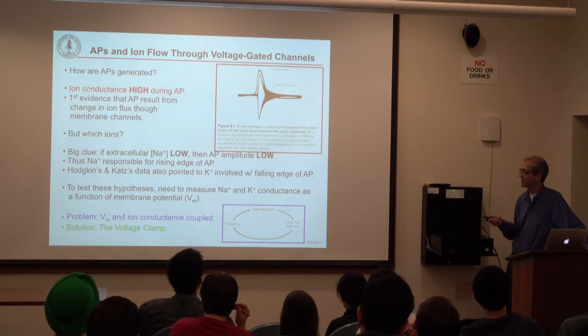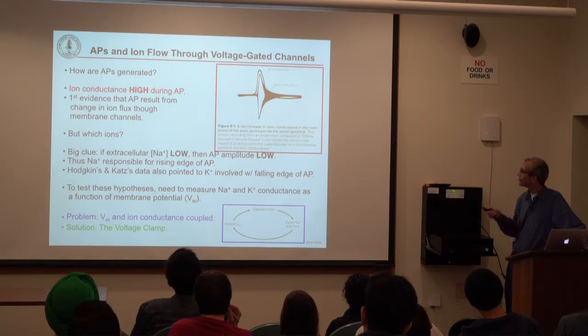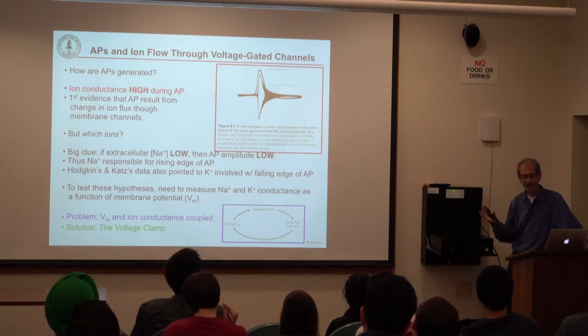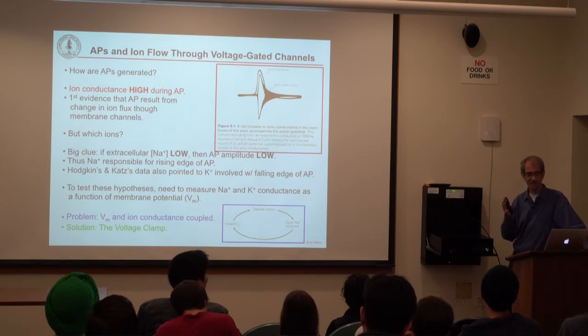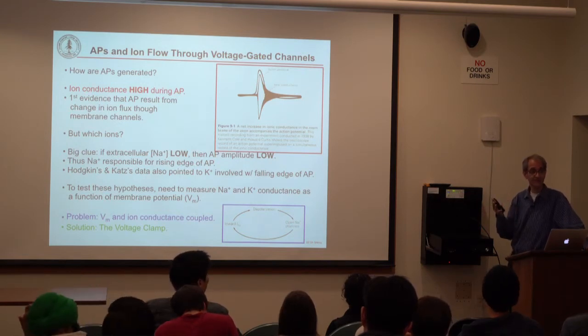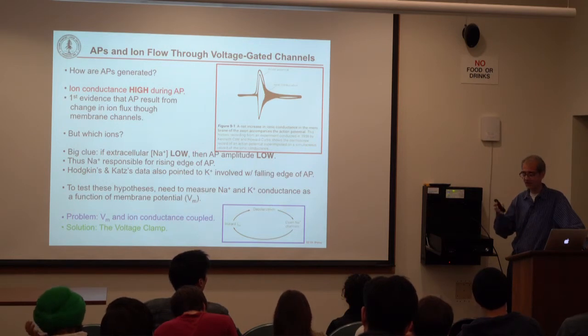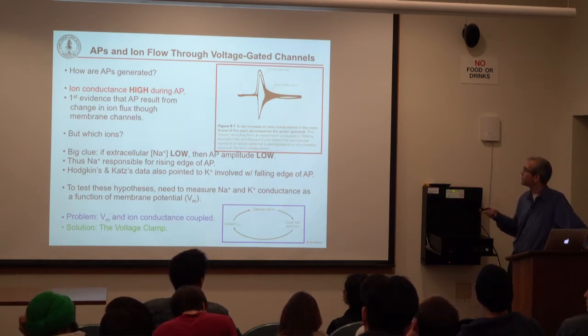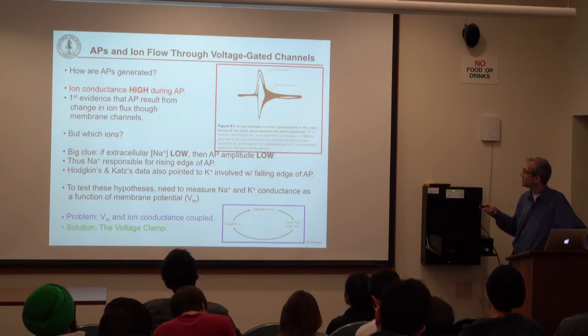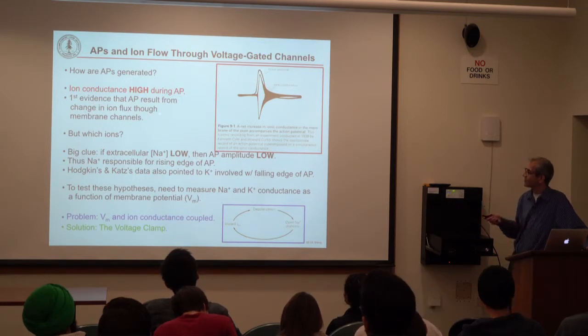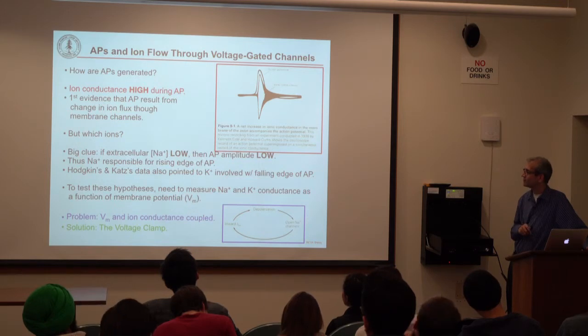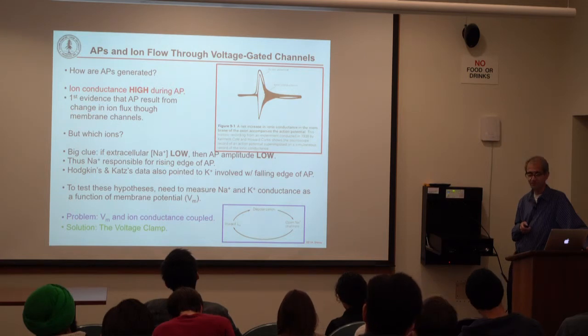Well, the ion conductance is high during an action potential. Okay, ion conductance may sound a tad mysterious. We're just talking about more sodium or more potassium flowing through the ion channels. That's more the language we've been using. We know that that conductance is high. You can see it right here when the action potential is high, right? So here's the action potential, here's the conductance that's high. So this is the first evidence that action potentials result from that change of ion flux through the membrane channels.